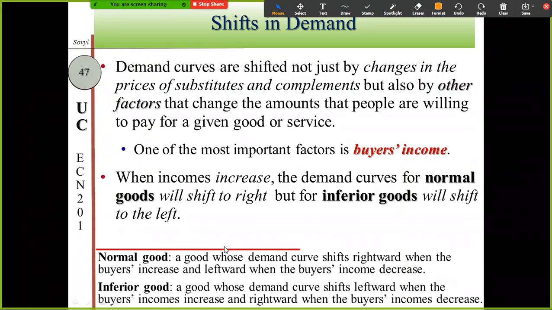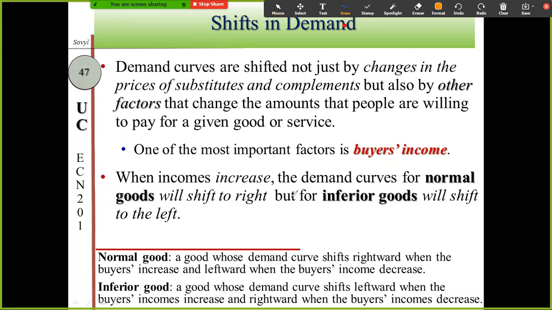So this is the short meaning. Normal good: the good you buy more when you have more money, the good you buy less when you have less money. This is normal good. Inferior good refers to good that you buy more when you have less money, or you buy less when you have more money. That's why inferior good goes the opposite direction.